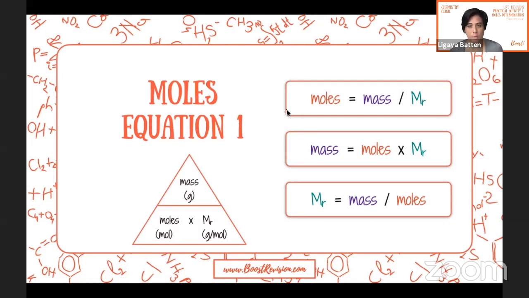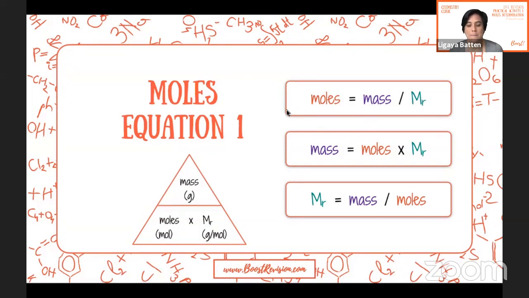So the first one is the moles equation involving a mass. This is normally the first one that you'll come across, and it's normally used when you have a solid or a gas, which you can measure the mass of. So to find out the moles of something, we're looking at this top equation here.